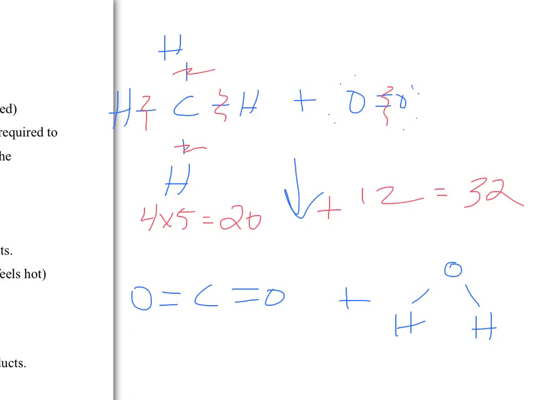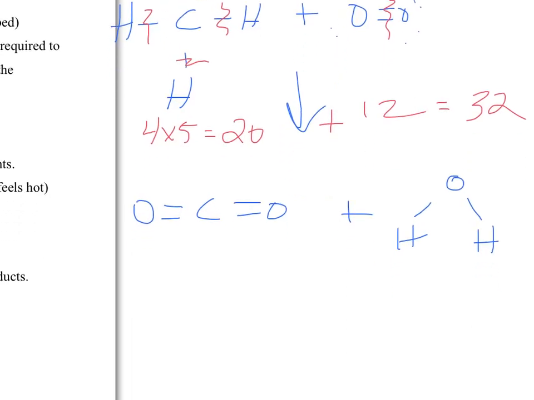Now, when I form the bonds in the products, this releases energy because I'm making new bonds. Let's say, for example, whenever I make a CO bond, it releases 15 energy units. Because I'm making a CO bond here and a CO bond here, that would get me 30 energy units to make a CO2.